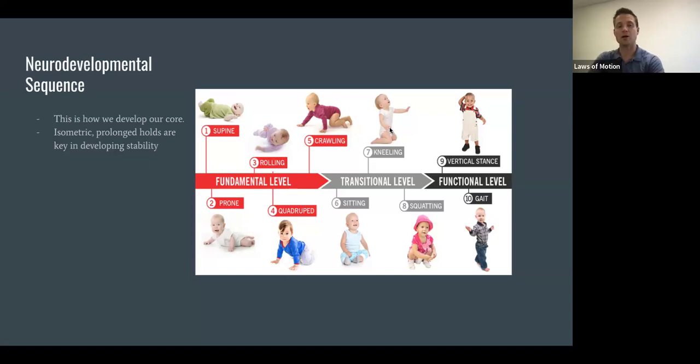You'll see them in a quadruped position where they just sit there and rock back and forth. Crawling is a great exercise for adults. Get your bear crawl. You can do a resisted crawl. You can do something where you're crawling backwards. Tall kneeling, starting to load yourself. Squatting, we're starting to load into the ankles. You're getting the hip mobility.